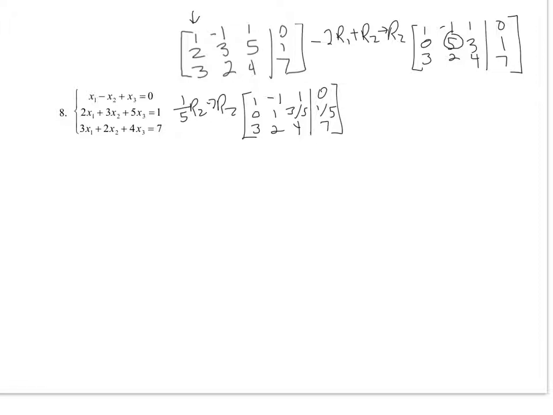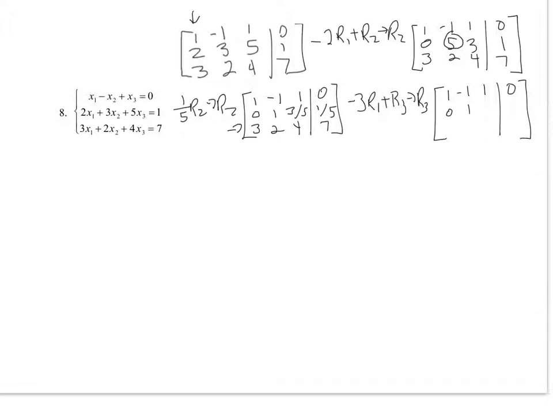Okay, so I'm good on the top row for now. I'm good on the second row for now. I need to make, on the bottom row, the 3 become a 0. For that to happen, I need to multiply -3 times row 1, add it to row 3, and that becomes my new row 3. All right, I still have 1, -1, 1, 0 on the top.